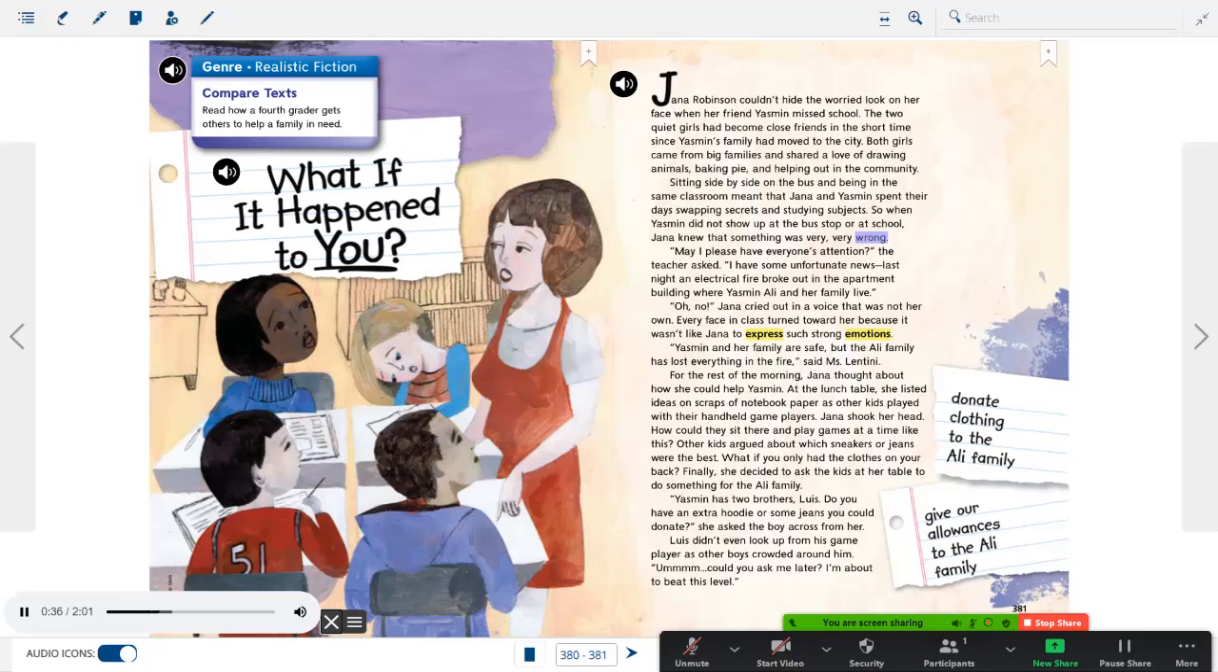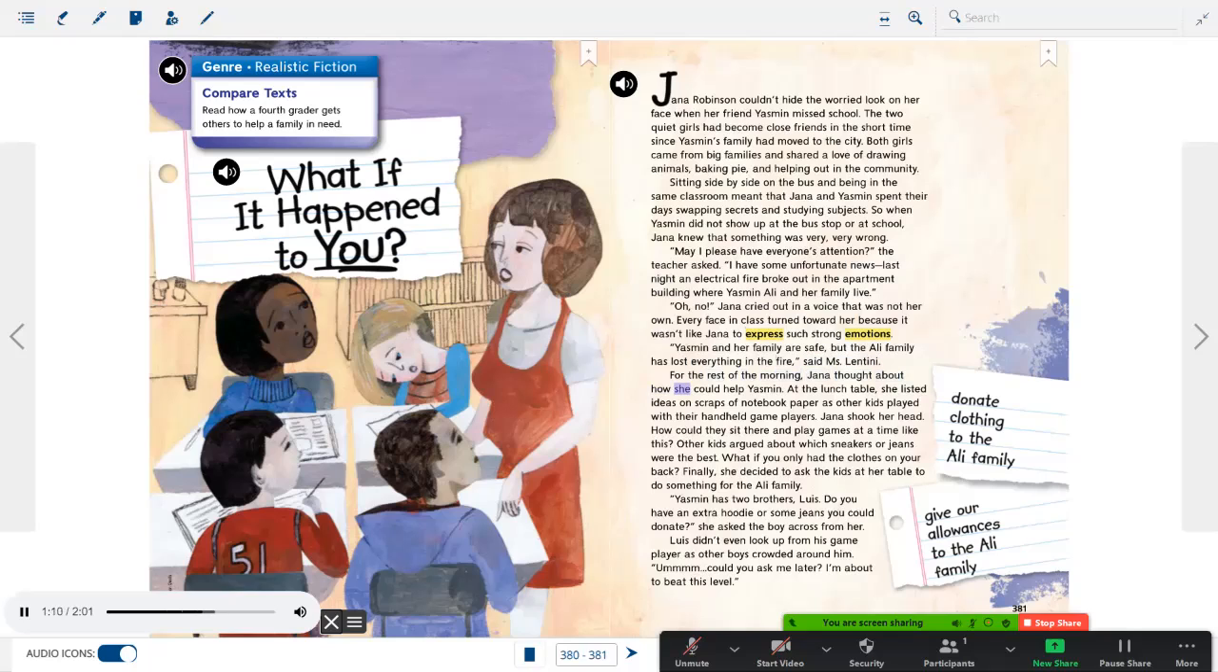"May I please have everyone's attention?" the teacher asked. "I have some unfortunate news. Last night, an electrical fire broke out in the apartment building where Yasmin Ali and her family live." "Oh no," Jana cried out in a voice that was not her own. Every face in class turned toward her because it wasn't like Jana to express such strong emotions. "Yasmin and her family are safe, but the Ali family has lost everything in the fire," said Miss Lentini.